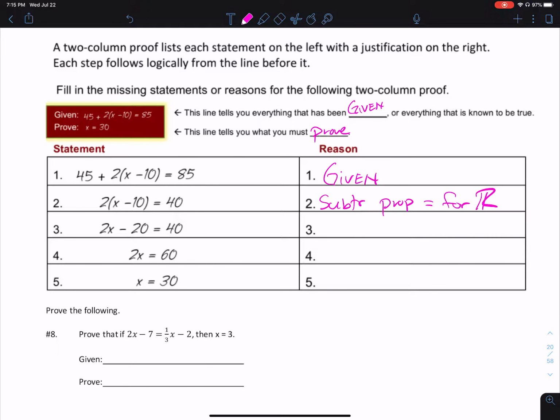I'm going to give you another abbreviation for some of this here that you might like. I'm going to get real crazy. What happened from here to here? We distributed the 2. That's the distributive property. So distributive property of equality for real numbers. I will allow this. Big P, big E, little o, property of equality.